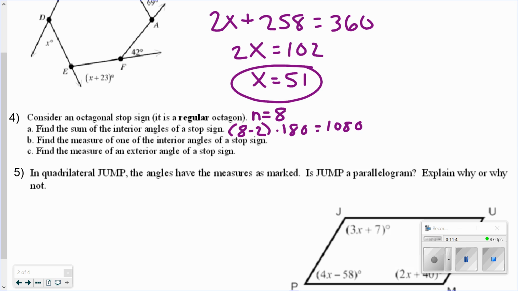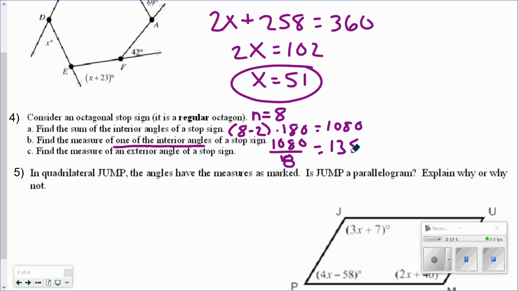Find the measure of one of the interior angles. So that means I need to take my sum and divide that number by the number of sides, which is 8. So 1,080 divided by 8 will give me 135. So each angle in that stop sign is 135 degrees.